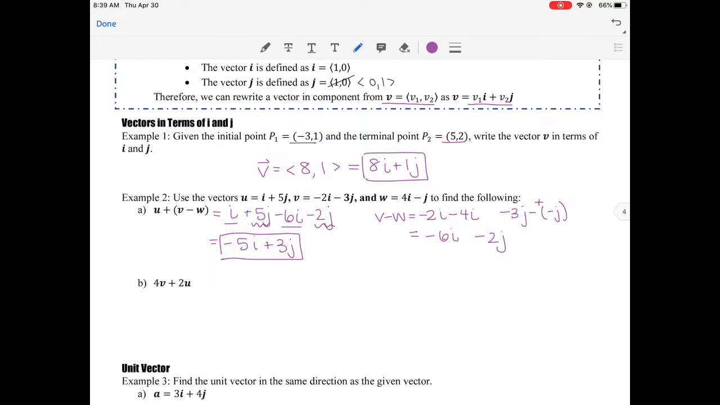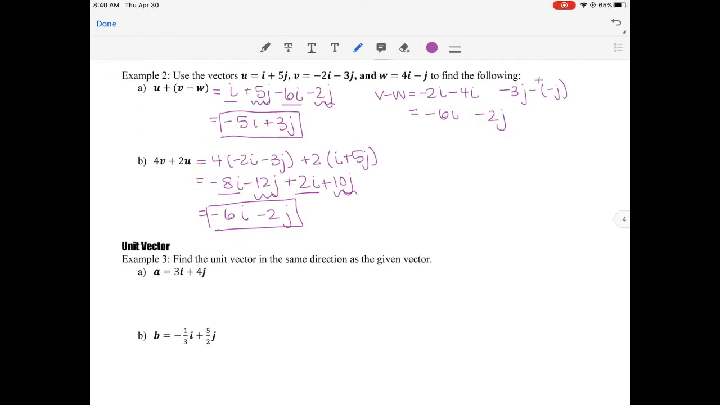On this one, we're going to do 4 times v. So we're going to do 4 times negative 2i minus 3j. And we're going to do plus 2 times u, which is i plus 5j. So let's distribute the 4. We get negative 8i minus 12j. Distribute the 2, we get 2i plus 10j. Add your i's together, and we have a total of negative 6i. Add your j's together, and we have a total of minus 2j.